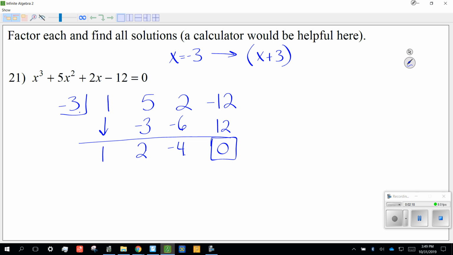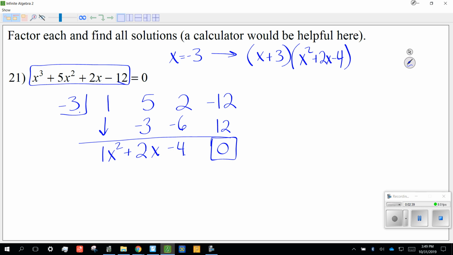Okay, so now what we have left is, what do we multiply x plus 3 by to get our original equation? And it's 1x squared plus 2x minus 4. Since we started with a cubic and we took out a linear term, we end up with a quadratic. x squared plus 2x minus 4.